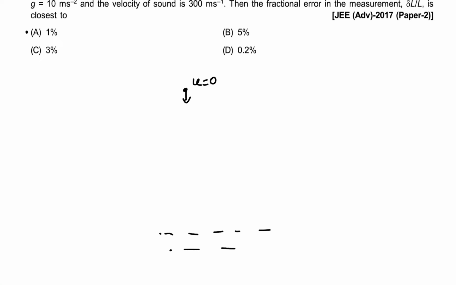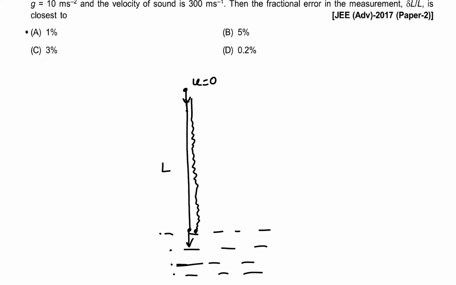You observe the question properly. A person is dropping a stone. Dropping means the initial velocity of the stone is 0. Let us consider there is water at the bottom. Now this stone is hitting the bottom, traveling a distance L. After reaching it, sound is produced. So the sound wave travels from the bottom point again to the person who is standing here, and he hears the sound.